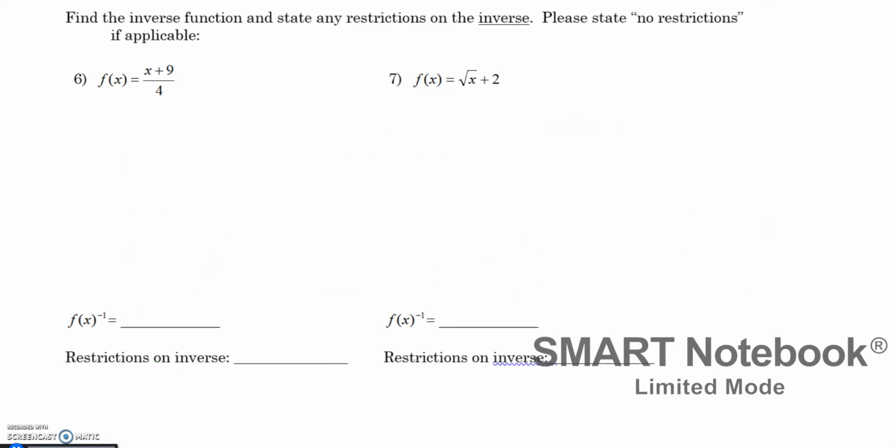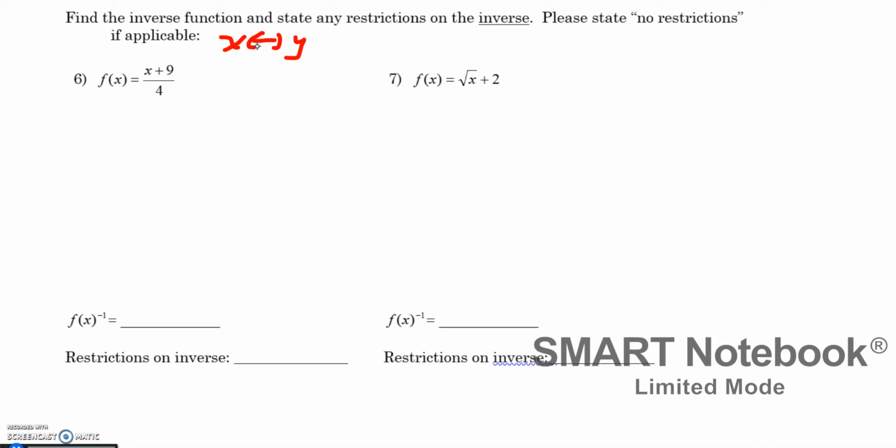Numbers 6, 7, and 8 all have to do with inverses, and this is a topic that has not been tested yet. Find the inverse function and state any restrictions on the inverse. If I would like to find the inverse, remember that what we end up doing is switching x and y. So to find the inverse, we need to switch the domain and range.